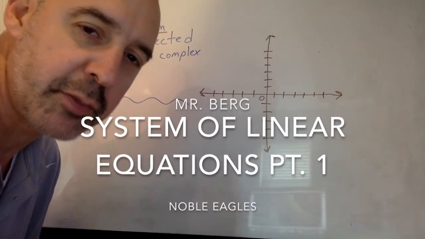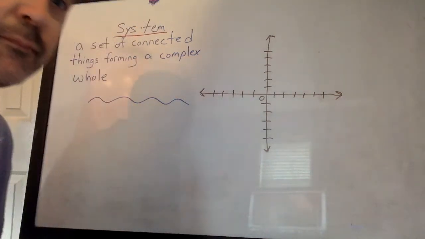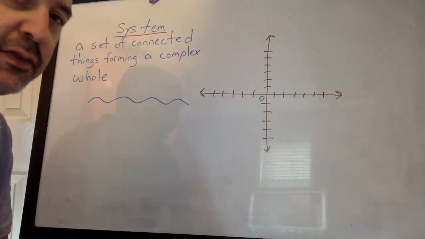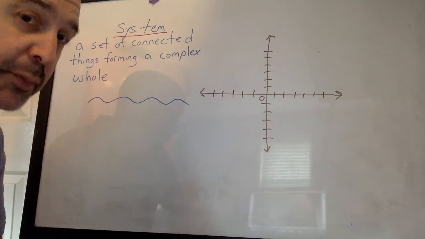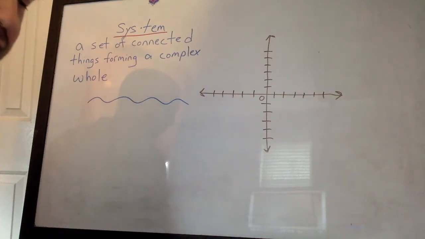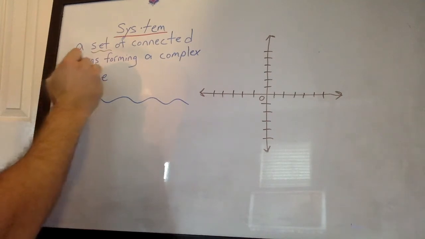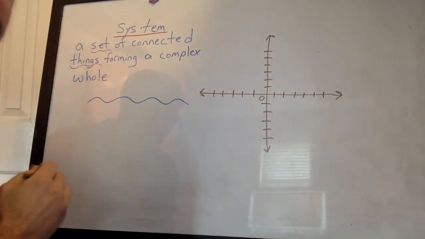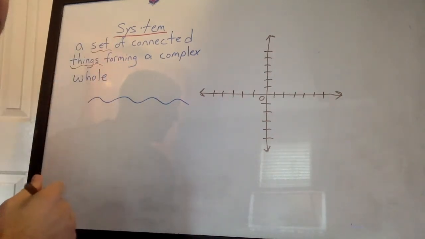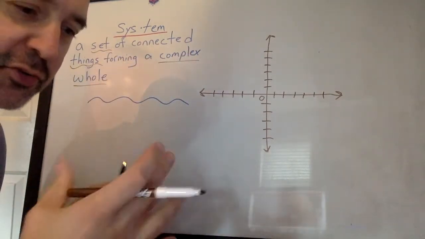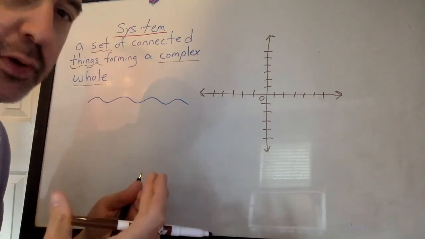Today, we're going to talk about systems. A system is simply a set of connected things forming a complex whole. So it's a set, more than one. Things, not my favorite word, but it could represent anything. And to form a complex whole, that just means that there's a whole something made up of parts.